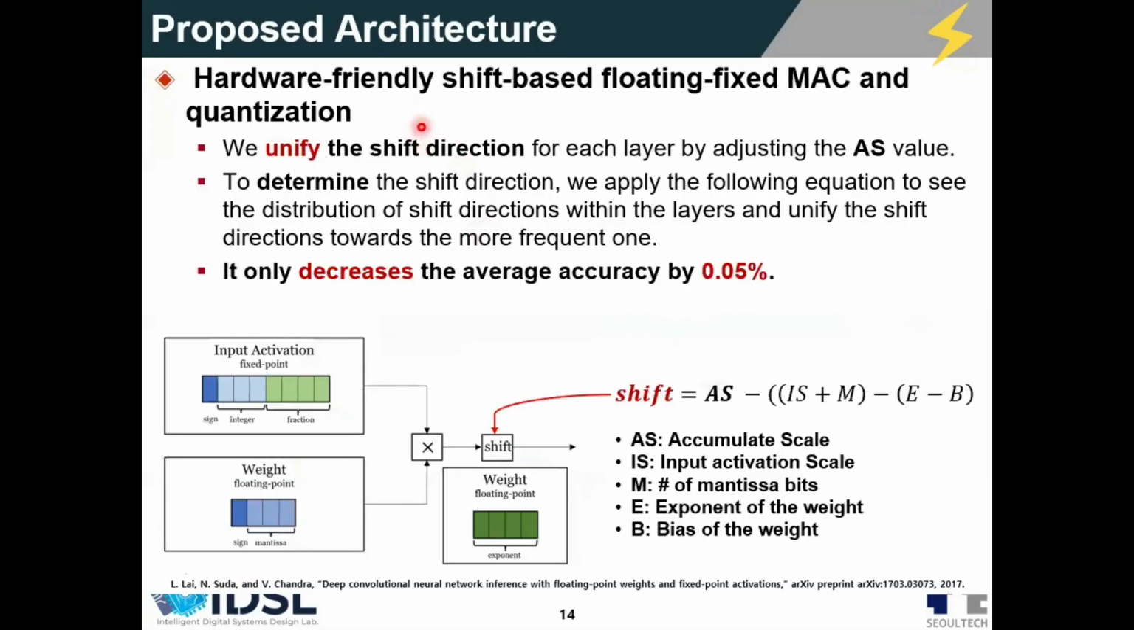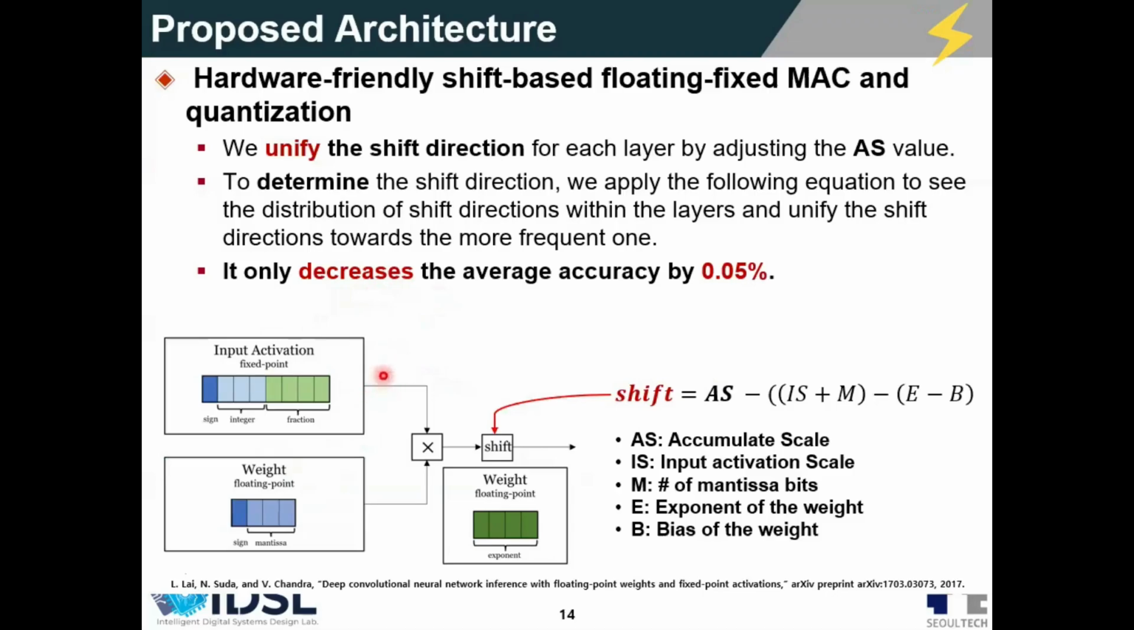This part is about the hardware-friendly shift-based floating fixed MAC and quantization. As you can see, it receives the 8-bit fixed point and 4-bit floating point. Unlike traditional fixed or integer multiplication, we adopted the idea of multiplying those two different types. One advantage is that by adopting this idea, we need only 8-bit and 4-bit multipliers instead of 8-bit multipliers.